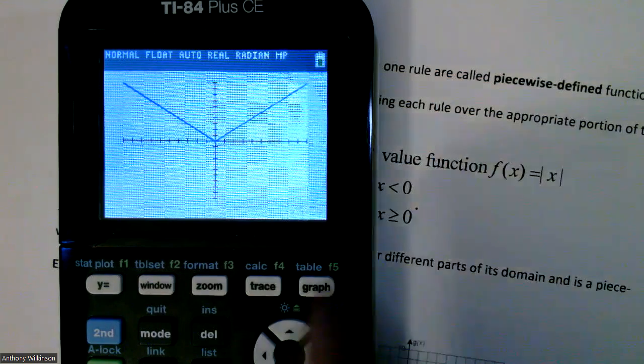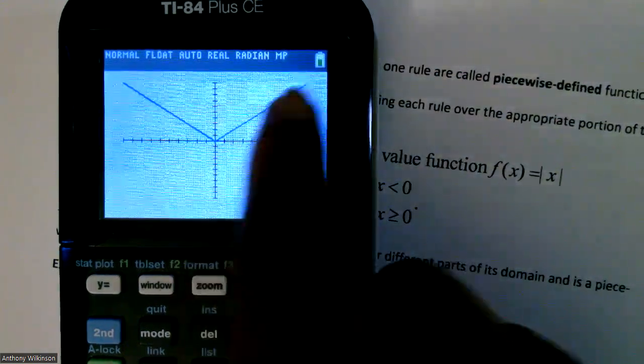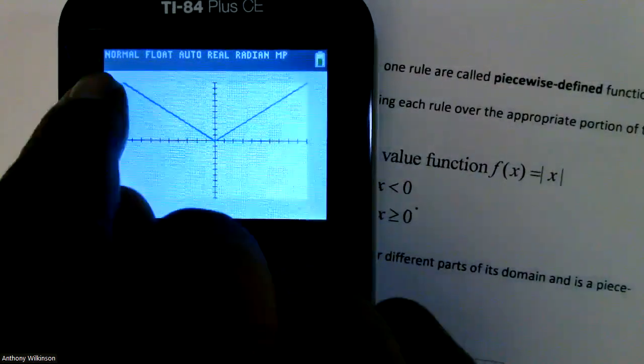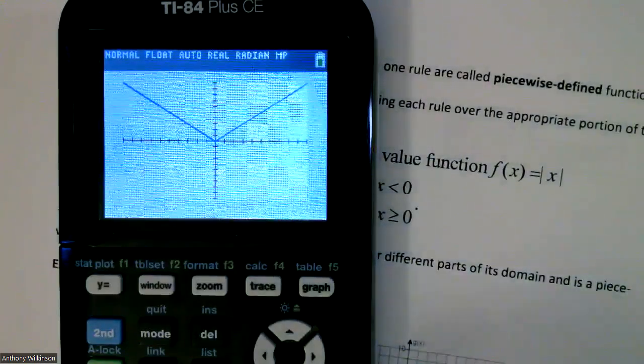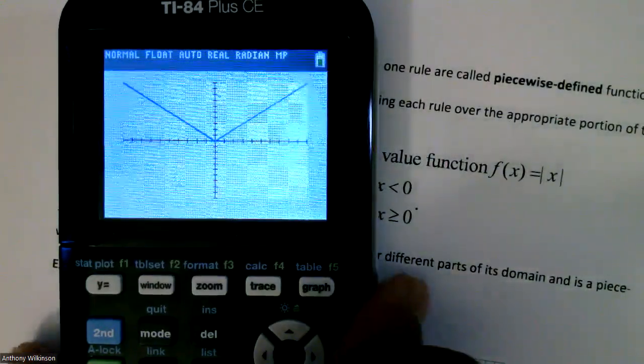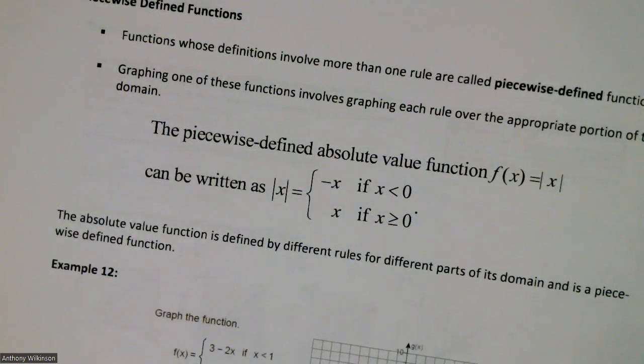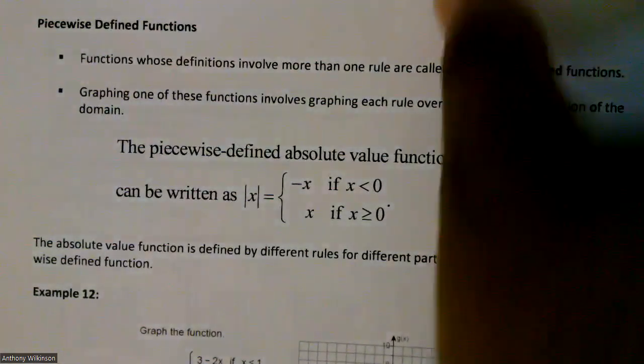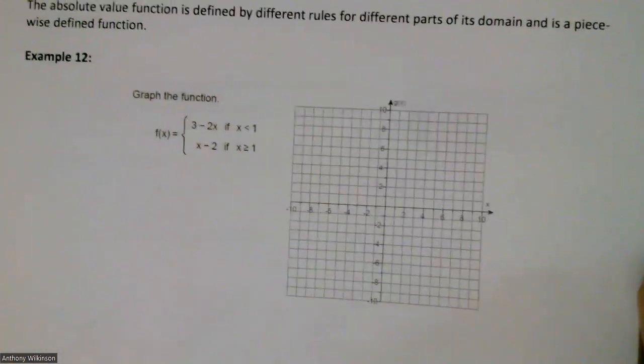So in this case here, anything greater than or equal to 0 will be this. Anything less than 0 will look like this on the left-hand side. That's why it looks like a V-shaped graph. All right, but let's graph a piecewise function in this example.